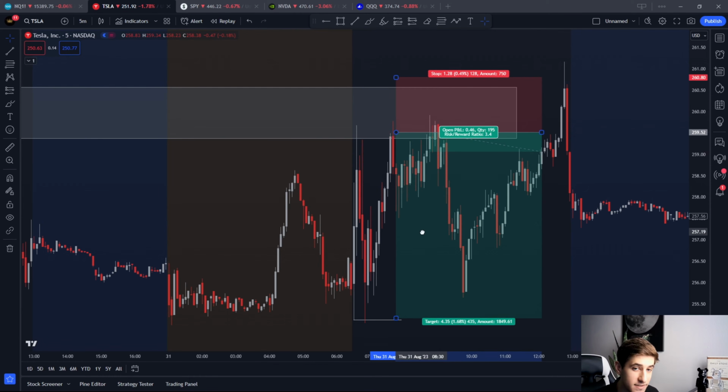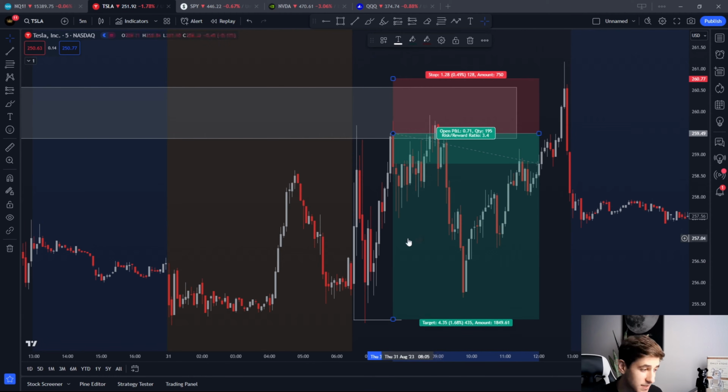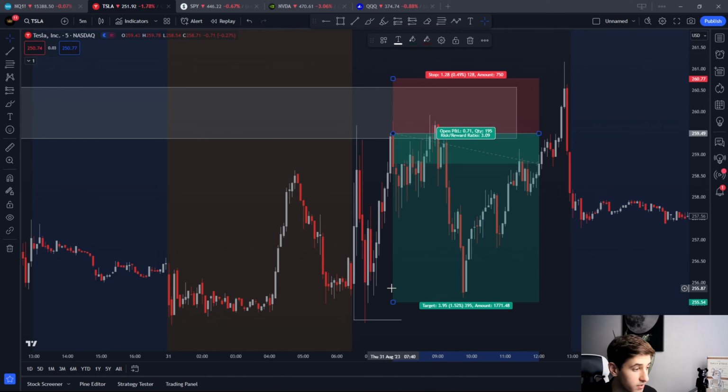Now the second one I take, I'm not going to be taking it to a low, and the reason is, even though it's going to hit it most likely, I don't want to risk it because it's not as strong. The sellers that were initially there on the supply zone are not as strong anymore. They got their orders already filled and they're out of the way.